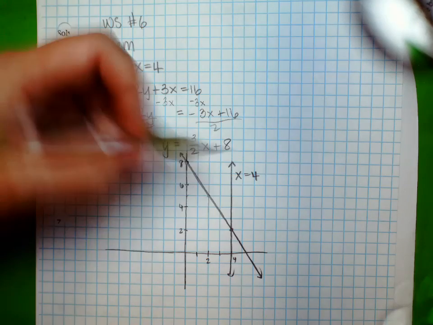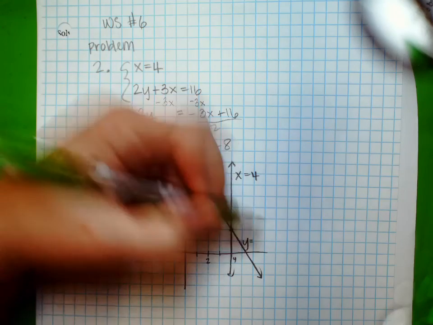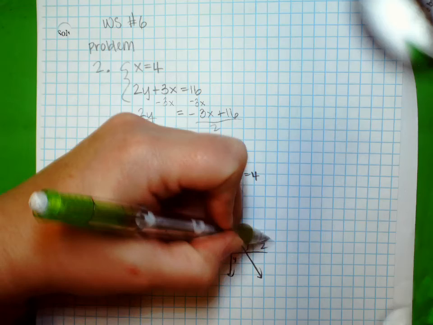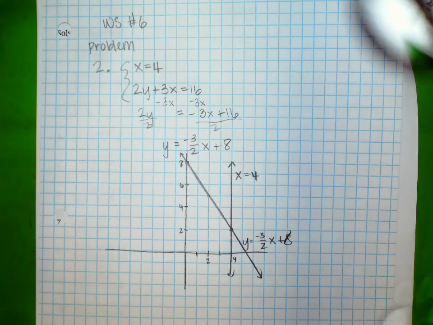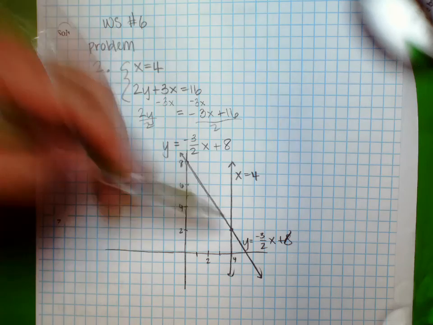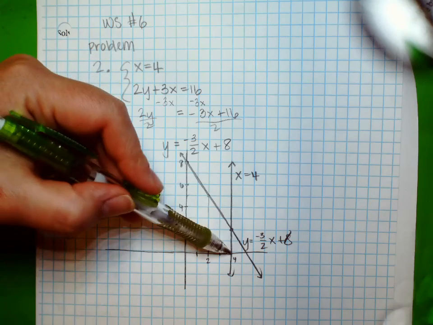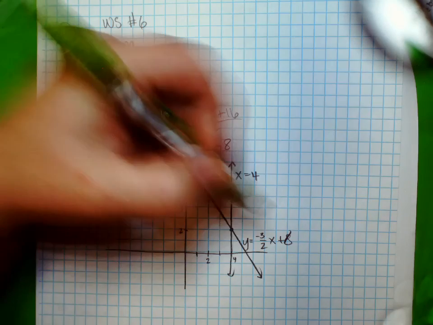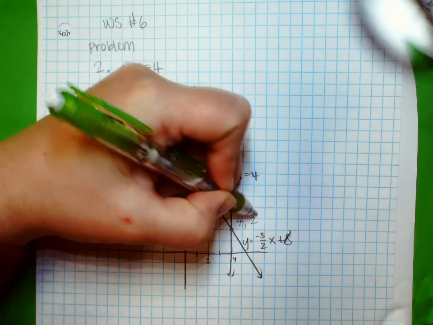So then we're going to label this line y equals negative 3 halves x plus 8. The point of intersection for these two lines happens to be at (4, 2). So that's our answer.